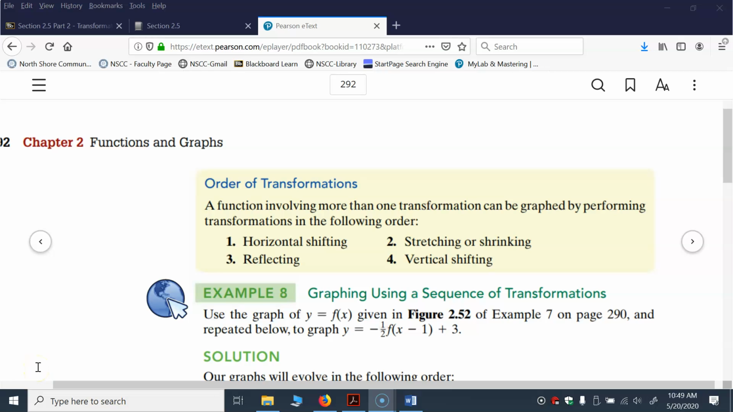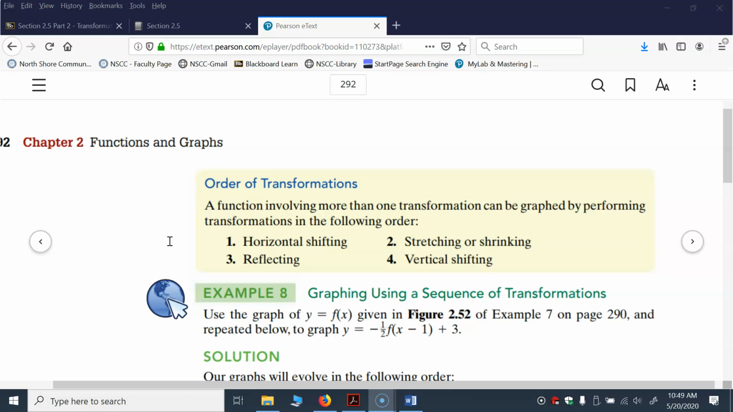On the next page, you'll see this order of transformations, which I referred to briefly earlier in our work in 2.5 Part 1. But when we have a sequence of transformations, there's an order that we're going to process them. Again, I used a recipe analogy, right? What ingredients do you have? How do you basically cook the meal? What transformations do you have? What order do you do them in?